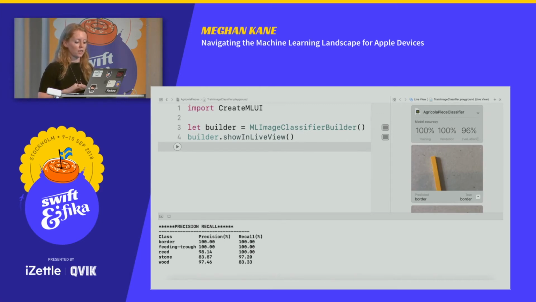So it's 96% for this, so this is something that's definitely acceptable. And it will also print out some statistics. So in the debug output, you can see that we have the precision and recall. So you can see for each class or label, we have a precision percentage and a recall percentage.